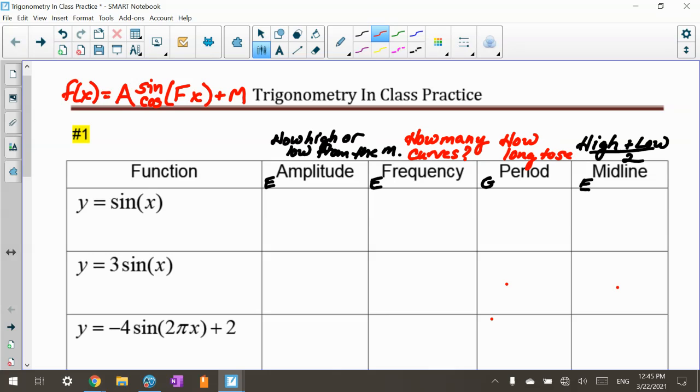The other thing I wanted to let you know is frequency and period are inverses of each other. So in order to find the period from the frequency, the period is 2 pi over your frequency, or I've seen people do period times frequency equals 2 pi. So we're going to go through all of these, and hopefully this will help you when you go to do this.